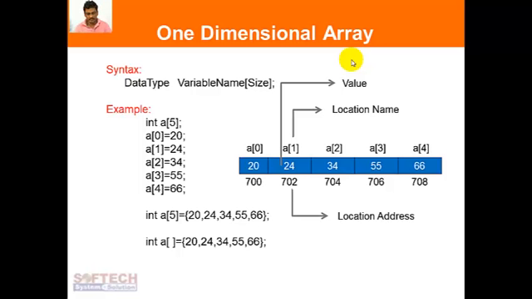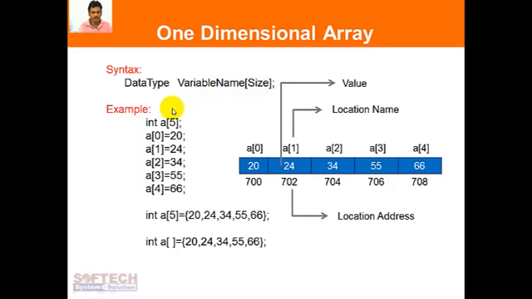One-dimensional array. The syntax of a one-dimensional array is: first we put the data type, then we give a variable name, and within the brackets we give a value, that is the total number of locations. The size represents the total number of locations. This one is the data type, and this is the variable name. Already we know the construction rule of a variable name: within 1 to 8 characters, alphabets, numerics and only underscore; no other special symbols are allowed.